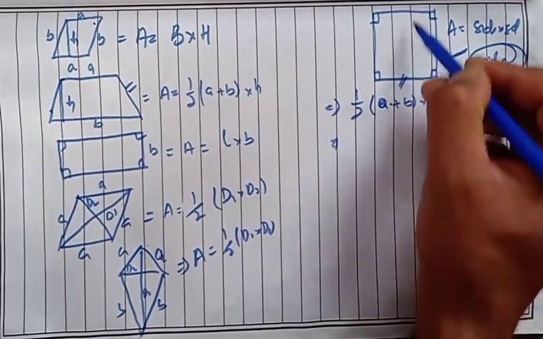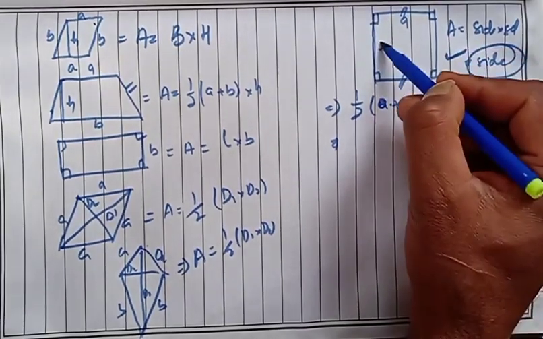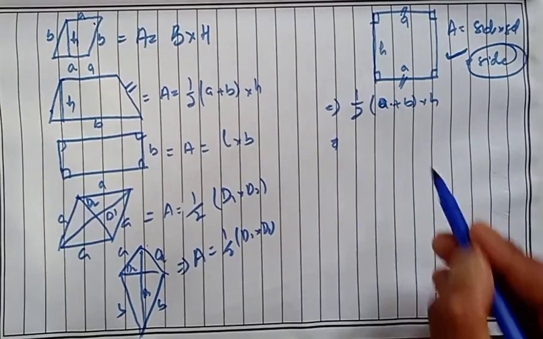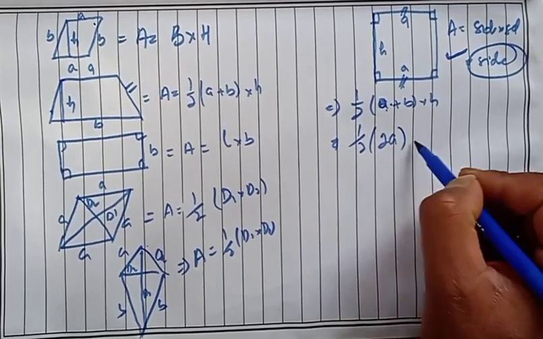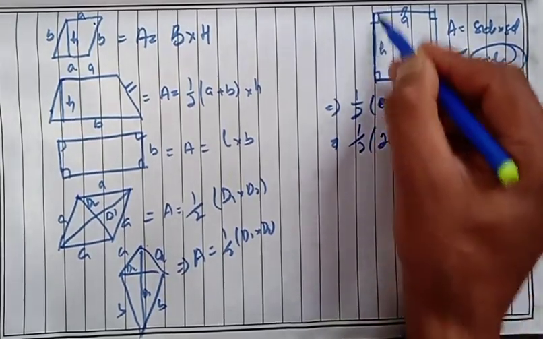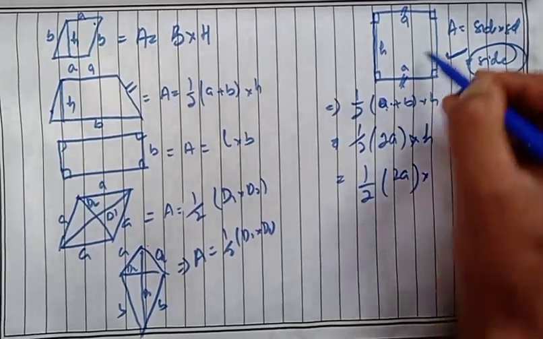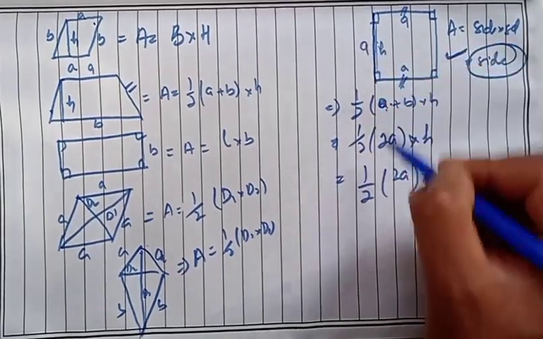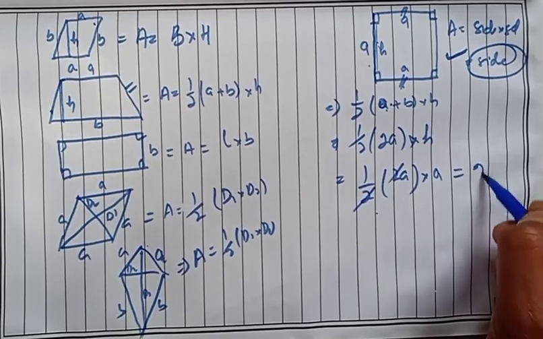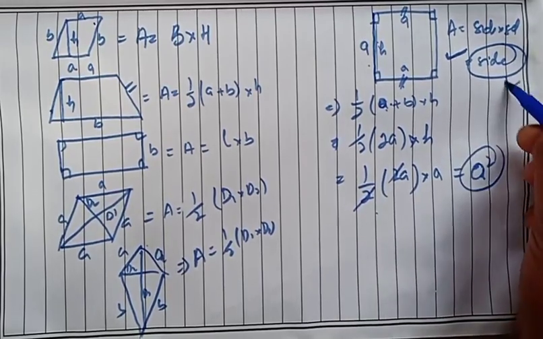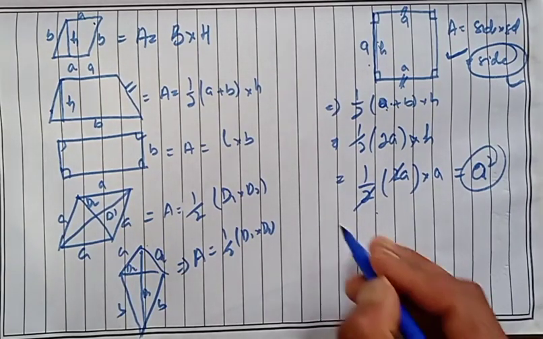Here suppose we choose these two parallel sides. Suppose this is A and this is A, and this is the height of this quadrilateral. Here we can write 1 by 2, A and A we get 2A, into H. H is this side, which is 1 by 2 twice A into this edge, which is also equal to A, because this is the side of the square A. Here 2 and 2 get cancelled and we get A square, which is again the formula of the square that we use to calculate its area. This is the first case.